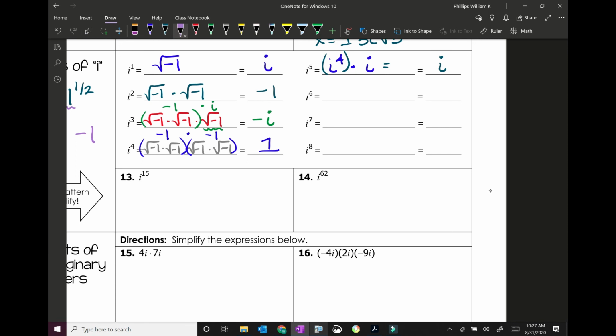So as we progress here, this would be i to the fourth times, and I say, okay, how many i's still remain? That'd be i squared. Well, we already know what i squared is. We found it over here. It's negative 1.